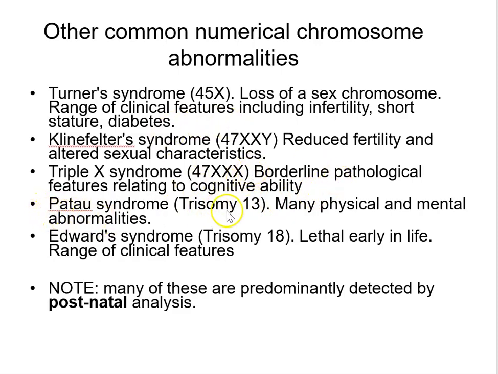The more severe ones are Patau syndrome, with many physical and mental abnormalities, and Edwards syndrome. So trisomy 13 is Patau syndrome, Edwards syndrome is trisomy 18, which is lethal early in life. So Down syndrome, Patau and Edwards are the three main severe diseases that are looked for. Now, most of these are looked for postnatally, mostly because you wouldn't necessarily see anything on a scan to suspect any of these. They are not that much rarer than Down syndrome, but they tend to be postnatally analysed because we've got no reason to suspect them.